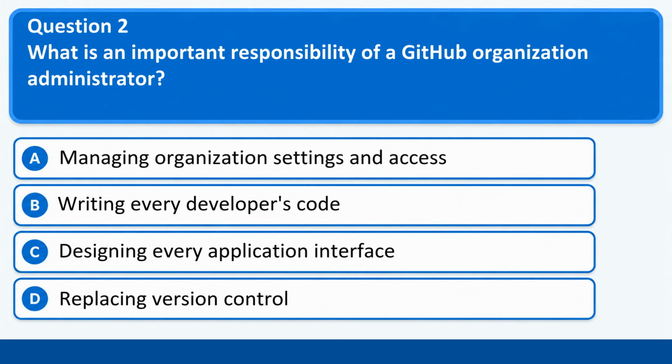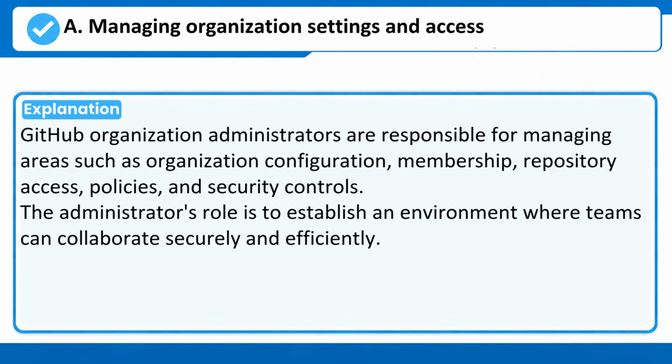Question 2. What is an important responsibility of a GitHub organization administrator? A. Managing organization settings and access. B. Writing every developer's code. C. Designing every application interface. D. Replacing version control. Correct answer: A. Managing organization settings and access.